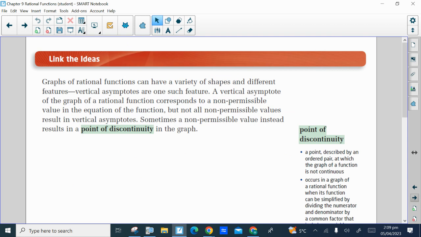So graphs of rational functions have a variety of shapes and different features. Vertical asymptotes are one such feature. So we've seen those before. A vertical asymptote of the graph of a rational function corresponds to a non-permissible value in the equation of the function. But not all non-permissible values result in vertical asymptotes. Sometimes we will get a point of discontinuity.